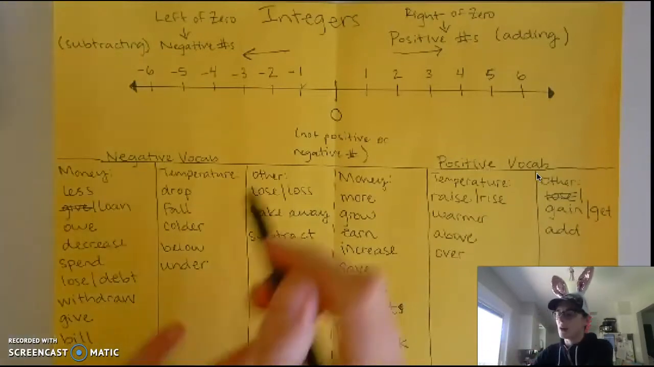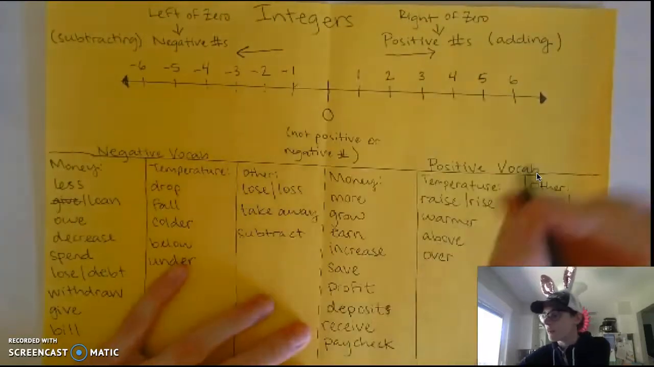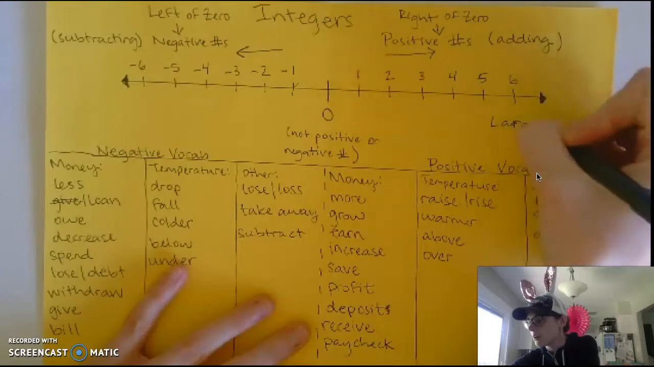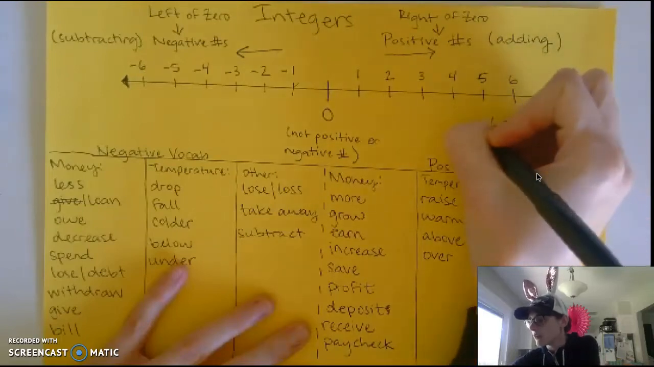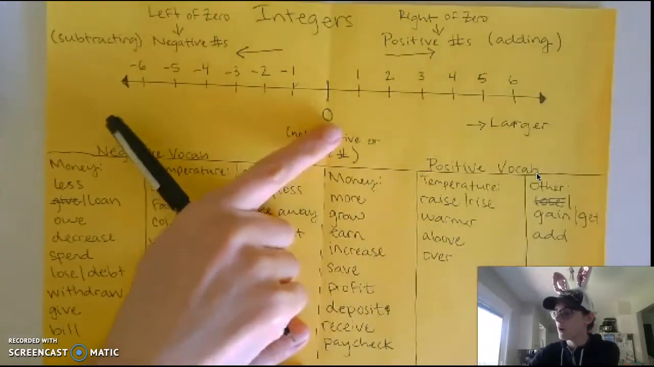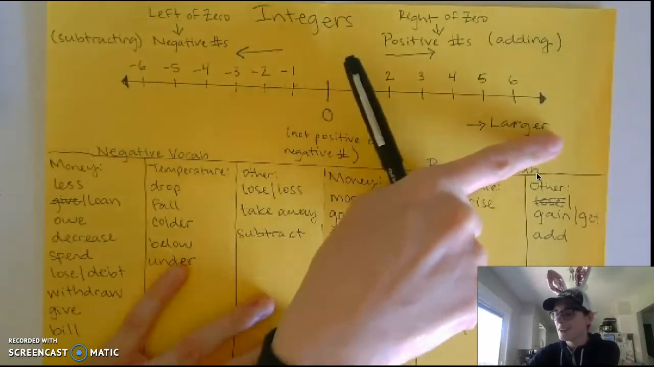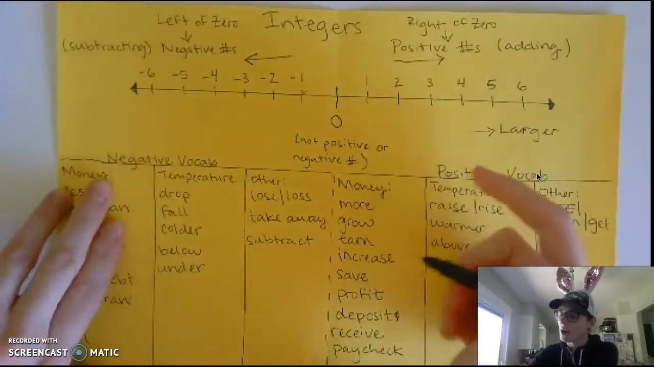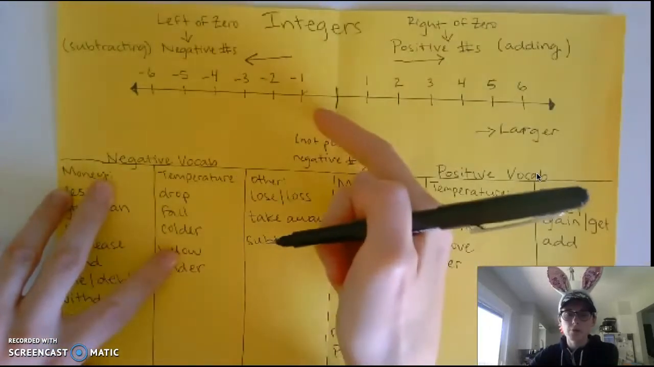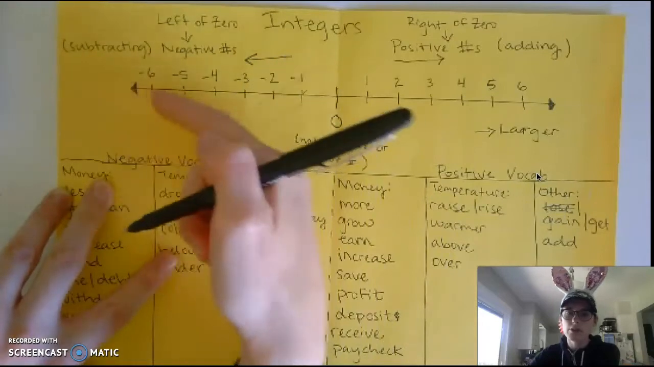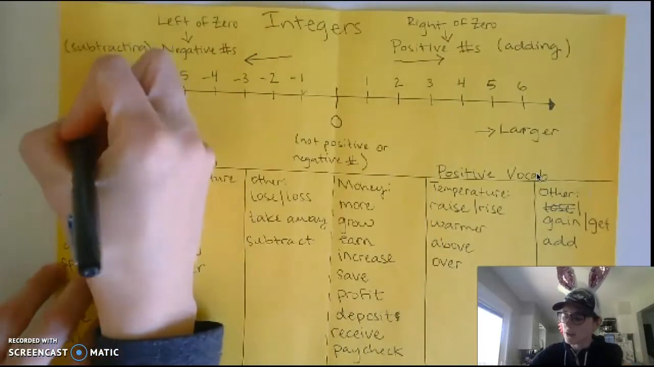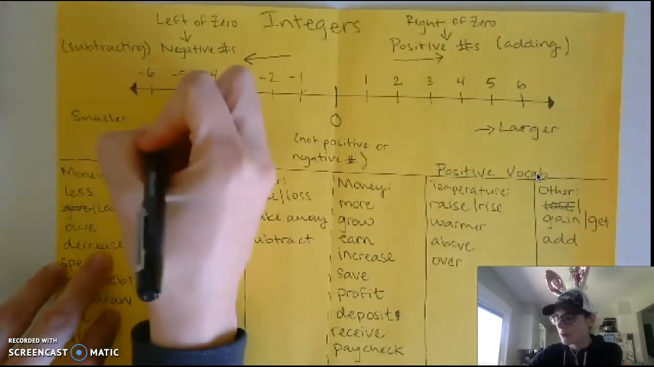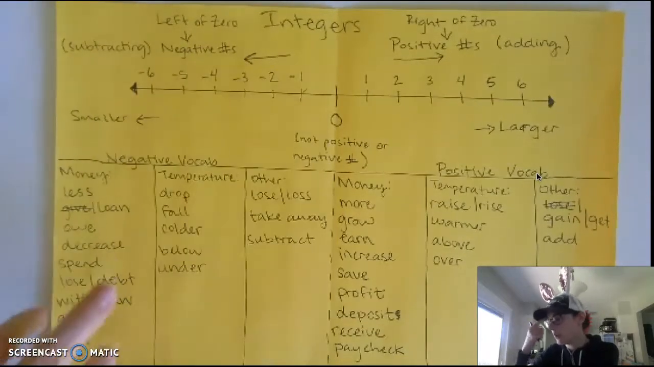So something I might write on here is the larger numbers are going to be further to this side. So the farther I move to the right, the larger my number is. And then the opposite of that is the farther I move to the left, the smaller that number is. So that's a great way of thinking of it. Smaller, okay, so smaller is moving this way.